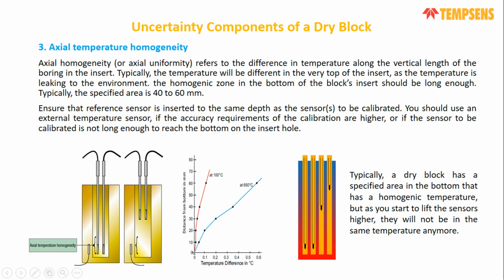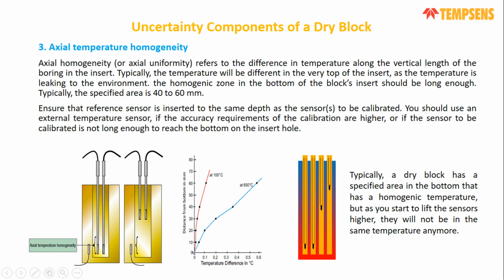And third one is the axial temperature homogeneity. There is a big uncertainty component for a dry block temperature calibrator. Normally, axial temperature refers to the temperature difference when we check the temperature vertically. Let's say your temperature is right at the bottom, and if you pull upwards slowly, you can see that the temperature is decreasing. So it is nothing but your axial temperature is very bad.